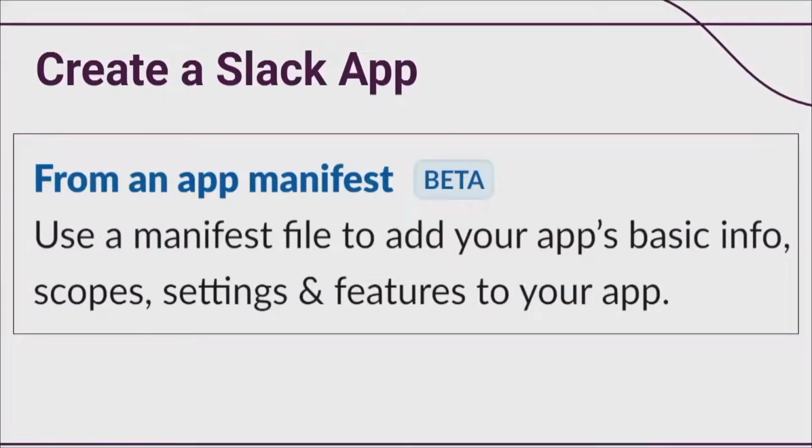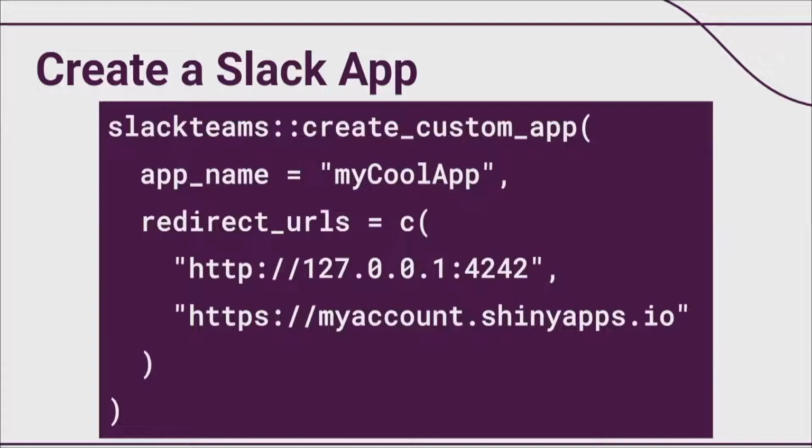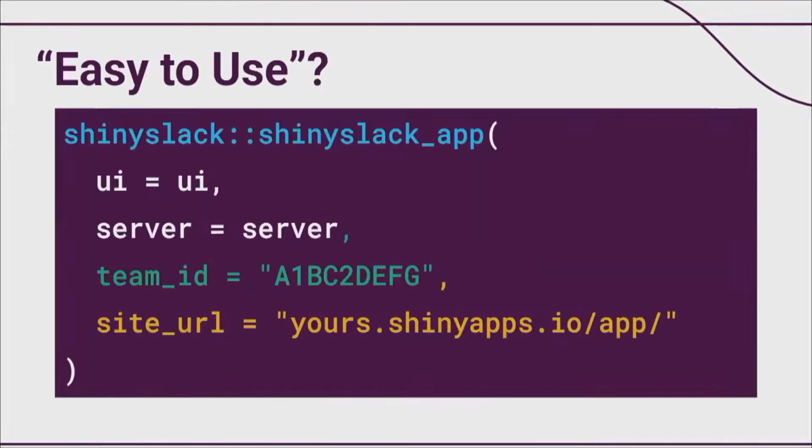Slack added an option to create a Slack app from something called a manifest. So I added a function over in slackteams, create_custom_app, to make that easy. There's a vignette explaining it, but basically you call create_custom_app with a couple arguments and copy paste the result into Slack's app creation form. And with that, you can wrap your Shiny app with shinyslack and integrate it with your Slack team.